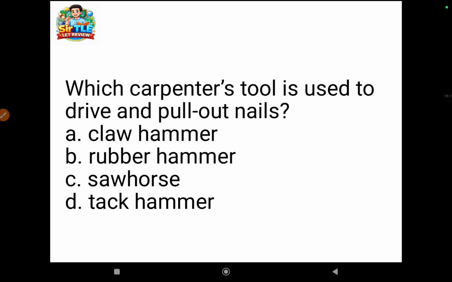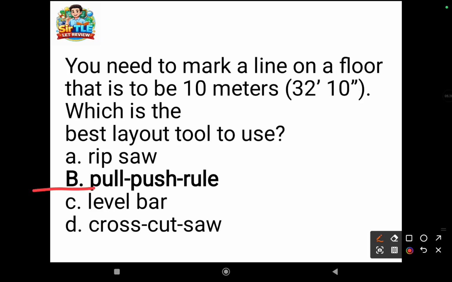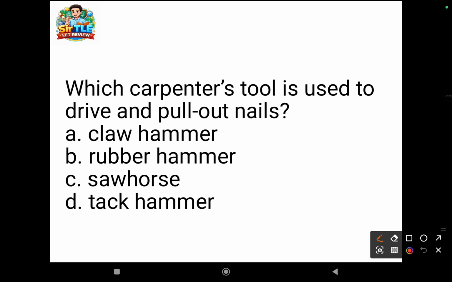Second question. Which carpenter's tool is used to drive and pull out nails? A. Claw hammer. B. Rubber hammer. C. Sawhorse. Or letter D. Tack hammer. What is your answer?